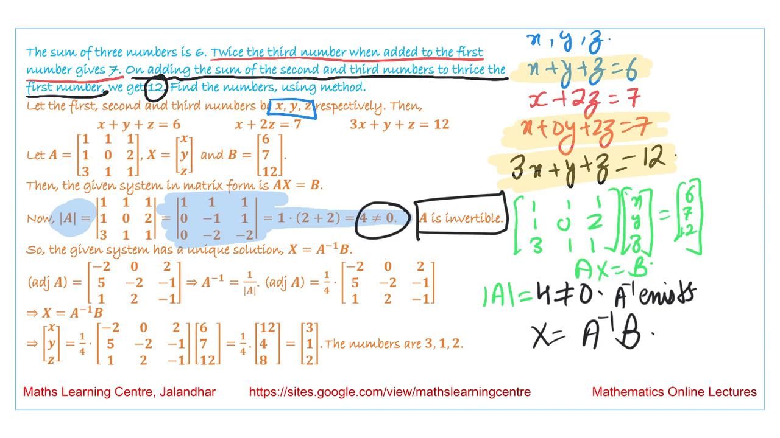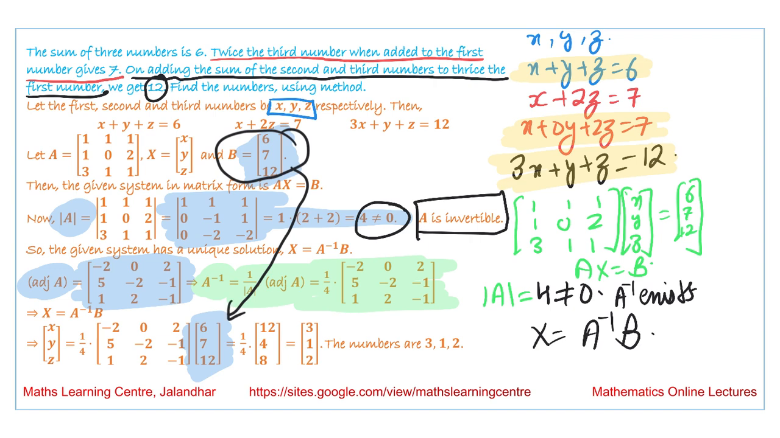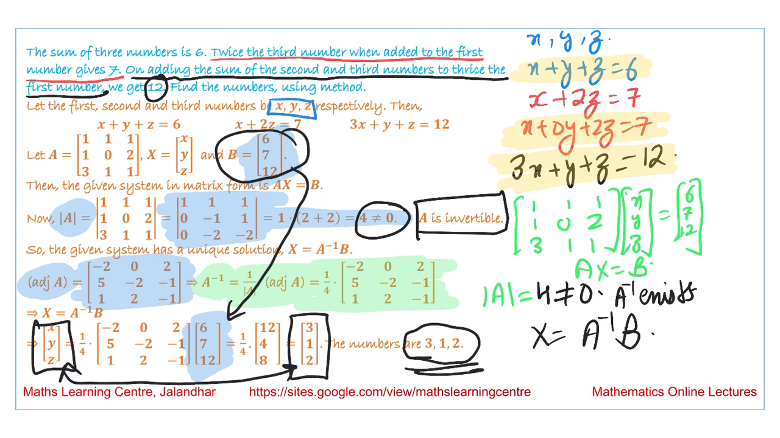Now we have to calculate A inverse. For that we have calculated the adjoint of A. This is the value of adjoint A we have calculated. Then we have calculated A inverse, which is 1 over determinant of A into adjoint A. This is the value we have obtained. Then we multiply this value with the value of B. We have multiplied this value with B and we obtain the values of x, y, z. These are 3, 1 and 2. So these are the required three numbers.